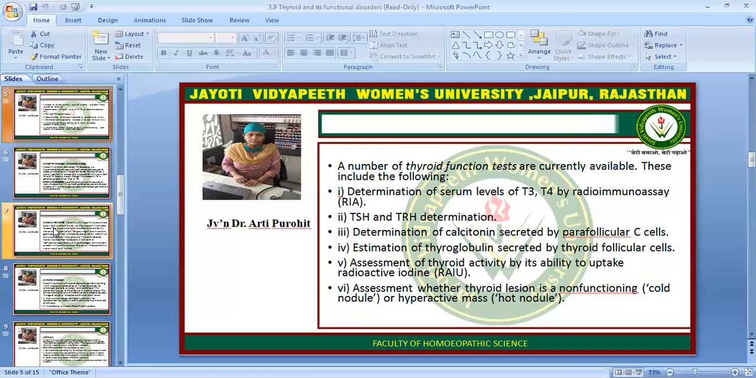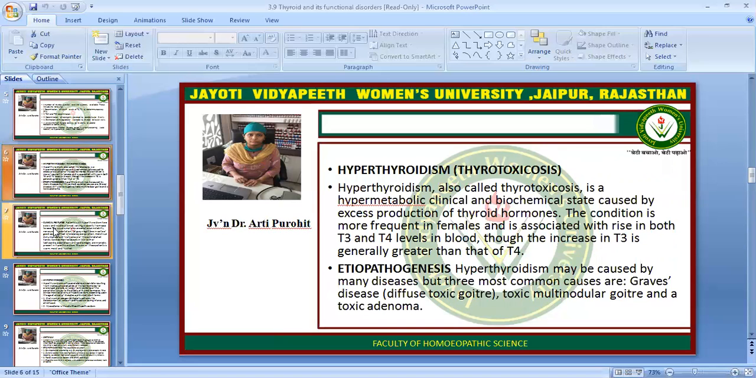A number of thyroid function tests are currently available. These include the following: determination of the serum levels of T3, T4 by radioimmunoassay, TSH and TRH determination, determination of calcitonin secreted by parafollicular C cells, estimation of thyroglobulin secreted by thyroid follicular cells, assessment of thyroid activity by its ability to uptake radioactive iodine, and assessment whether thyroid lesion is a non-functioning cold nodule or hyperactive mass, that is hot nodule. Now we will talk about the disorders.